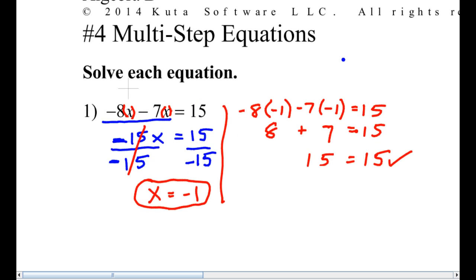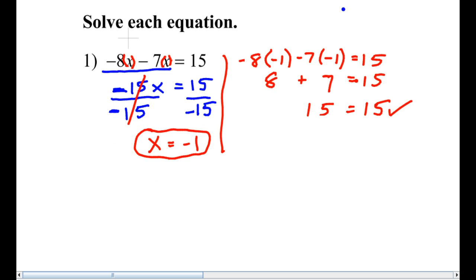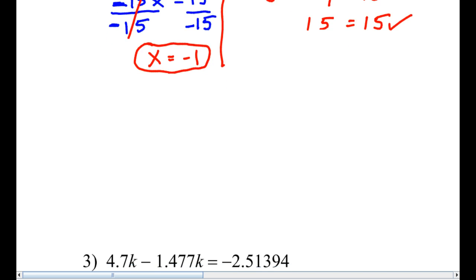Remember, we want to be in the business of passing algebra, not just taking algebra. So that means we have to do things correctly, not just give it a shot.